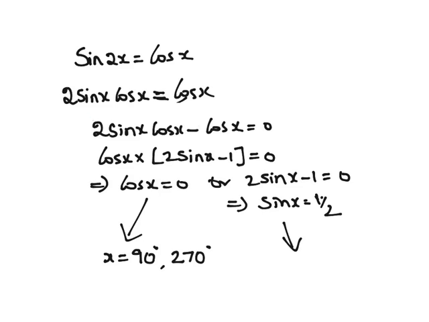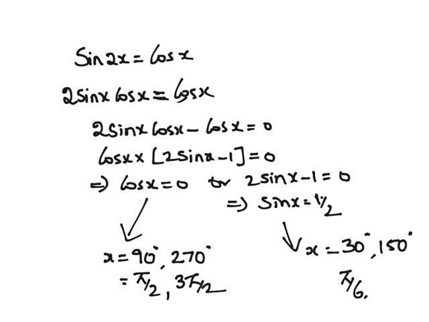So here sin x equal to half means x can take the value of 30 degrees or it can also take 150 degrees. If you want to write it in radians, 90 degrees is pi by 2, 270 degrees is 3 pi by 2, 30 degrees is pi by 6, and 150 degrees is 5 times 30, so 5 pi by 6. So this particular trigonometric equation, that is sin 2x equal to cos x, has 4 solutions, students, right?